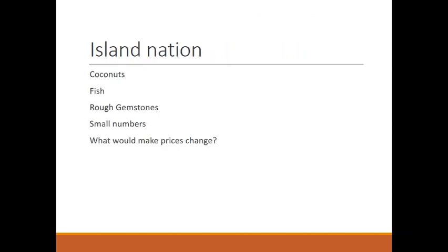So we're going to create this simple little world. We're going to imagine an island nation. It's very small, not very many people on it. It really only has a few major products of interest, namely coconuts and fish. So we have some coconuts and we have some fish out in the ocean.